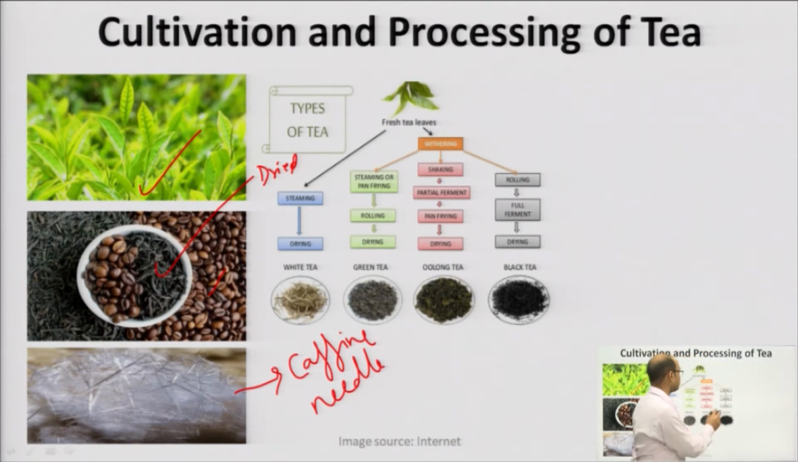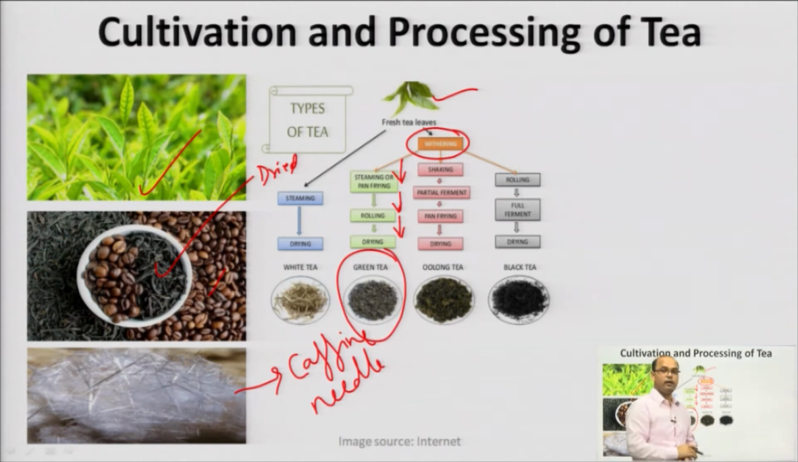If you can see, these are the fresh tea leaves. They are withered. Withered means they are rolled on one another, they are mashed up. After withering, if you steam or pan fry the leaves, and after that you roll and then dry, you will get the green tea. So this is the technique through which green tea is prepared.